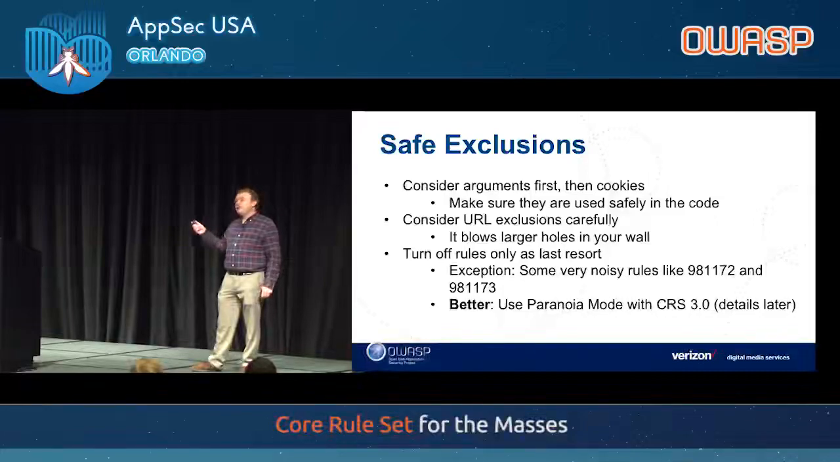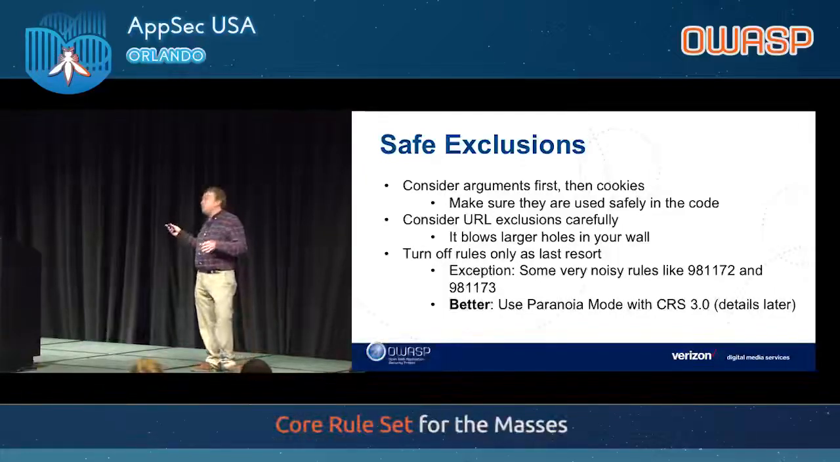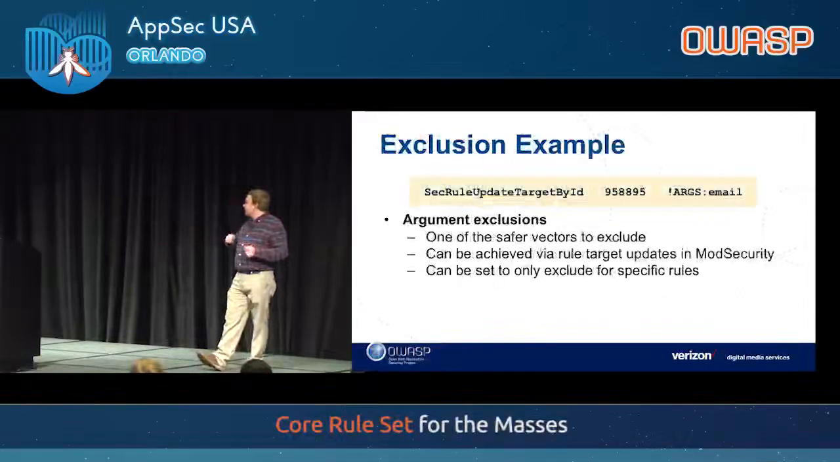So feel free to use that threshold to get to a baseline where you have enough false positives and enough data to work on, but you're also not completely overwhelmed. And paranoia mode with CRS 3.0 makes that even better, and I'll get to that in a minute.